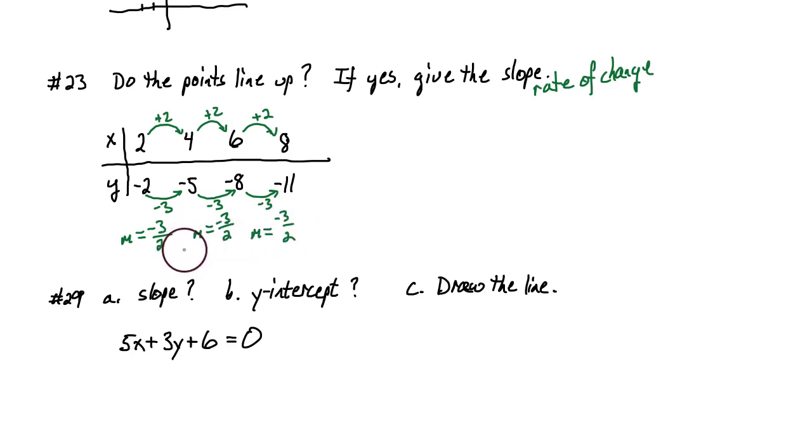Do the points line up on a straight line? Did we get the same rate every time? We're going to answer this yes. And now we're going to give the slope negative 3 over 2.